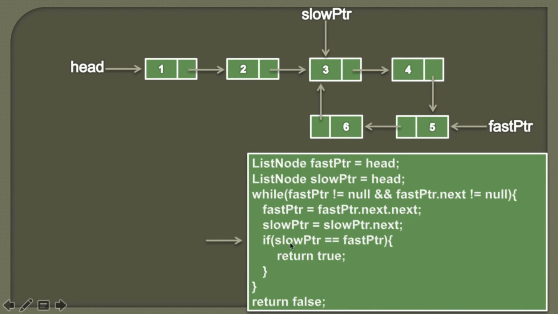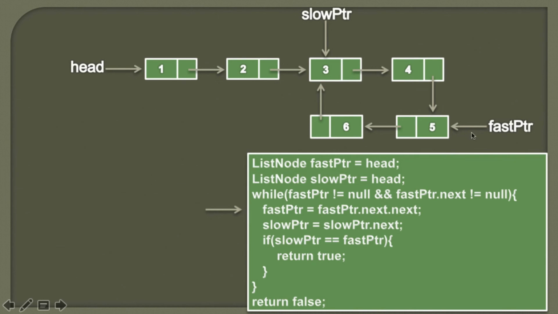now we are again checking whether slow pointer is equal to fast pointer or not. So you can see slow pointer is pointing to the third node and fast pointer is pointing to the fifth node. Therefore they are not equal. Hence the condition in the if block comes out to be false. Now we'll again check the condition in the while loop. So fast pointer is currently pointing to the fifth node, therefore it's not null. And fast pointer next, which is the sixth node, is also not null. Therefore the condition in the while loop comes out to be true.